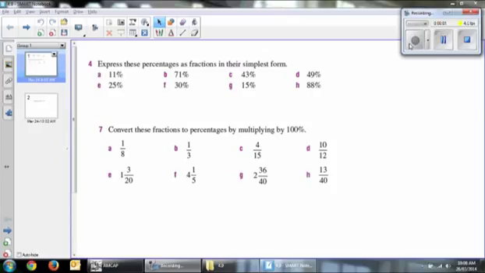Okay, so fractions and percentages, we're looking at the relationship between fractions and percentages, which is very, very strong. Percentages, decimals, and fractions are all very, very similar things. So let's have a look at 4e to start off with. It says, express these percentages as fractions in their simplest form.